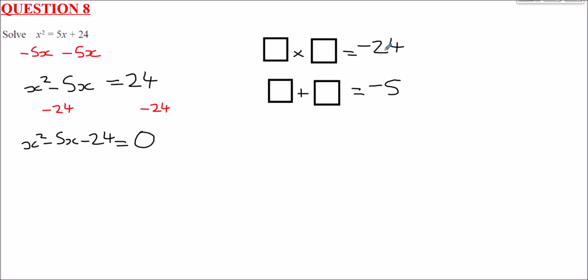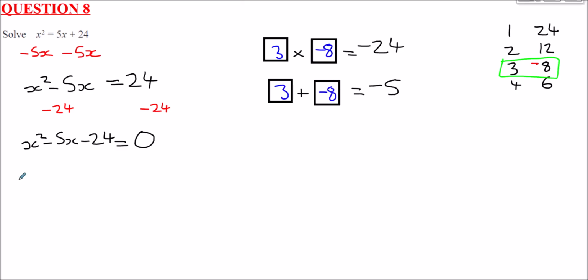So it's best to think about just 24. Think of two numbers that times to give 24. We've got 1 and 24, 2 and 12, 3 and 8, 4 and 6, and that's pretty much all the pairs we can have. So which of these values can we make a negative so that when we add them together we get minus 5? Hopefully you'll see that 3 and minus 8 would work, because 3 times minus 8 is minus 24, and 3 take away 8 is minus 5. So our values are 3 and minus 8.